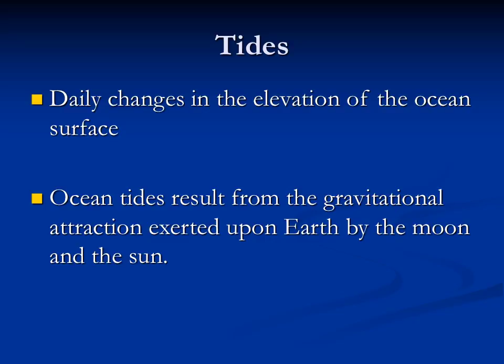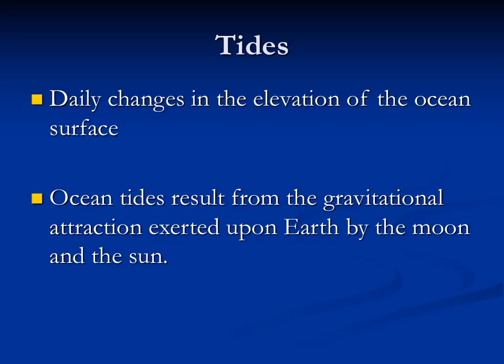This is not on your guided note sheet. There's a little space on the bottom just to write it in. So tides. So the daily changes in the elevation of the ocean surface. So sea level is 0 meters. So 0 is sea level. So it's standing at the surface of the ocean is sea level.